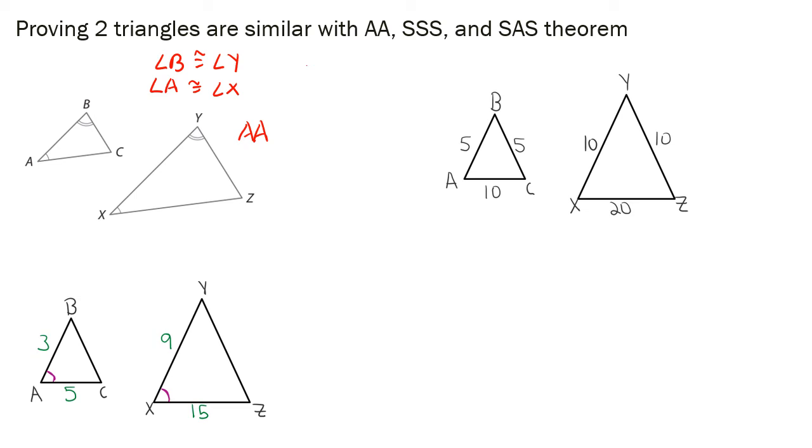So if I start off with having 5 over 10, looking at this side here and this side here, I get a 1/2 when I reduce the fraction. If I go with this side and this side, I make 5 over 10, which once again reduces to 1/2. And then if I go with this bottom side to this bottom side, I have 10 over 20, which once again reduces to 1/2. Since they all have the same similarity ratio, these are similar by SSS.